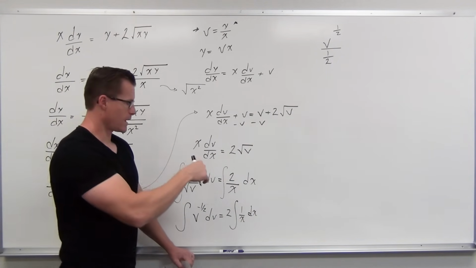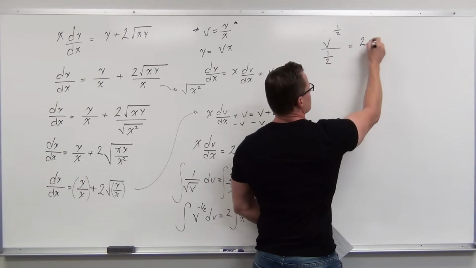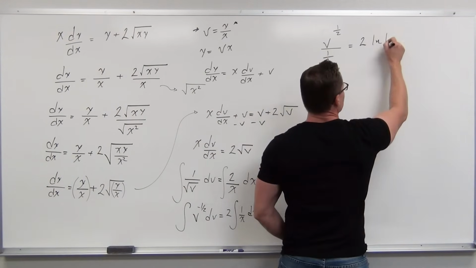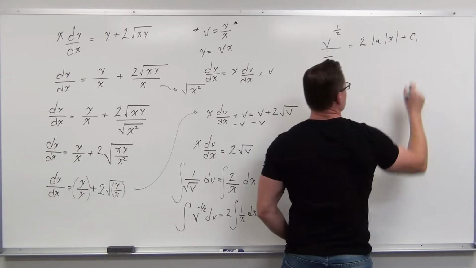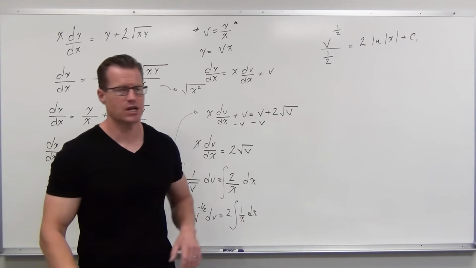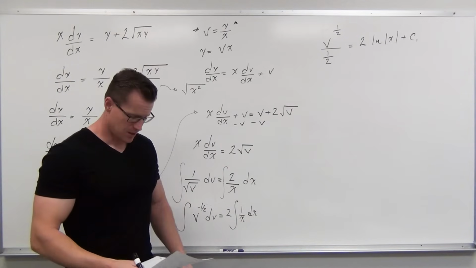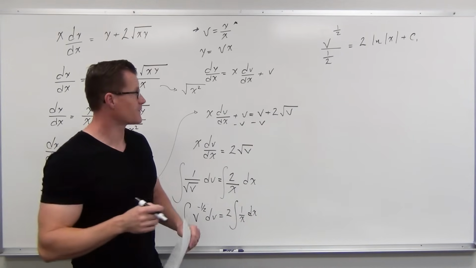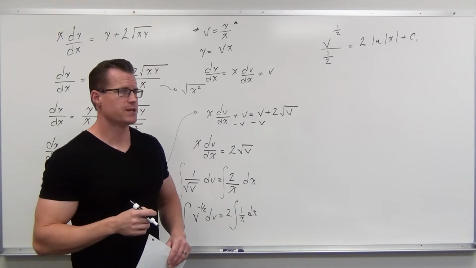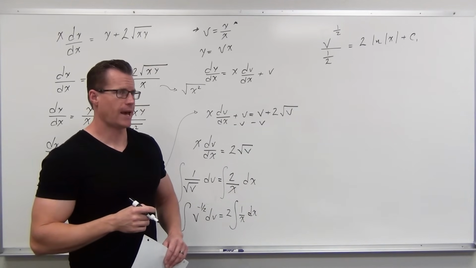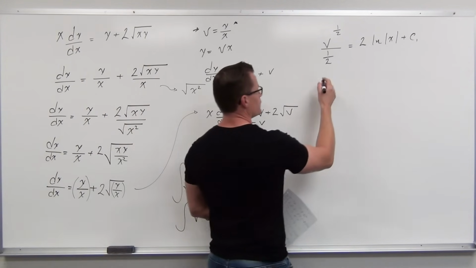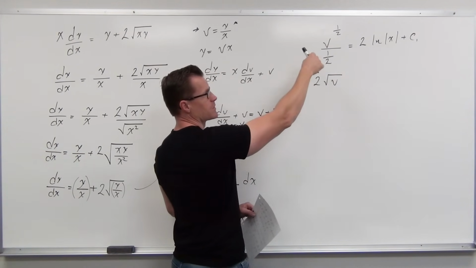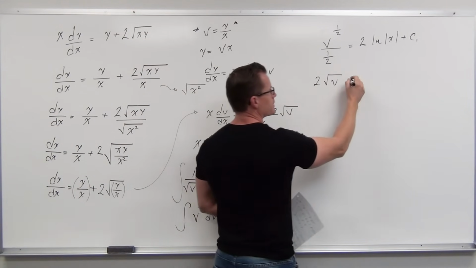So v to the 1/2 over 1/2 equals 2 ln absolute value x plus c1, because I guarantee we're going to be changing that based on having to multiply here. So let's try that. Well, if we move that, so v divided by 1/2, that's the same thing as 2 square root v. So something divided by 1/2 is 2 times whatever that is.